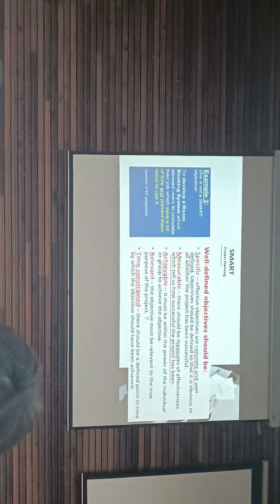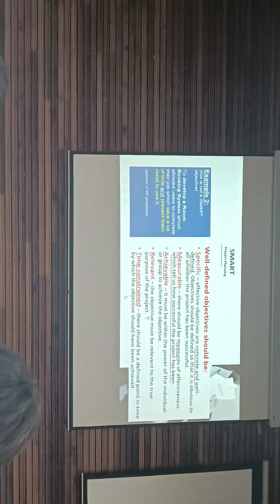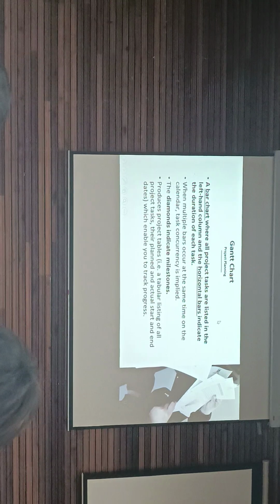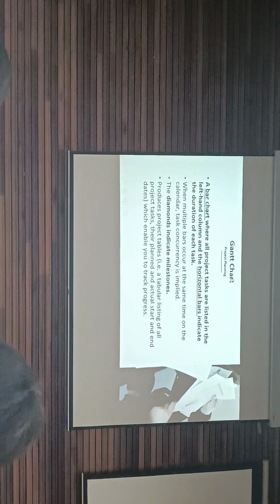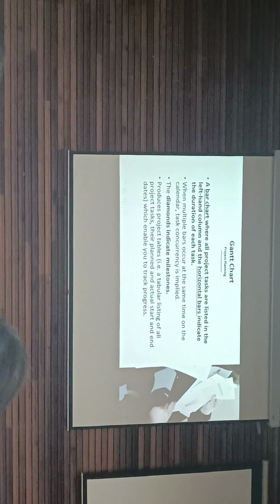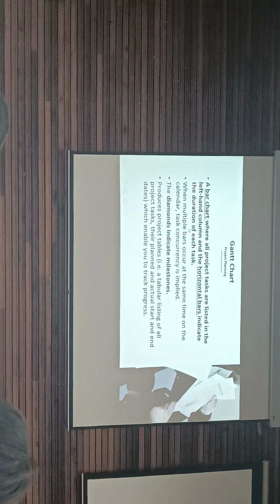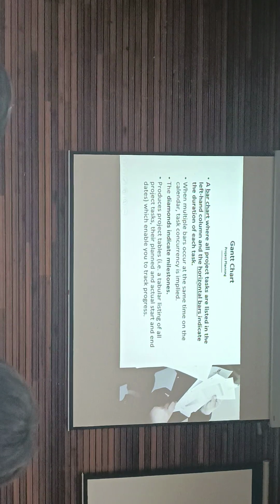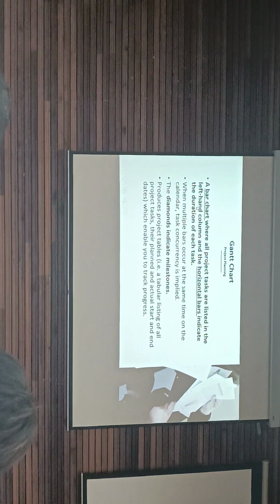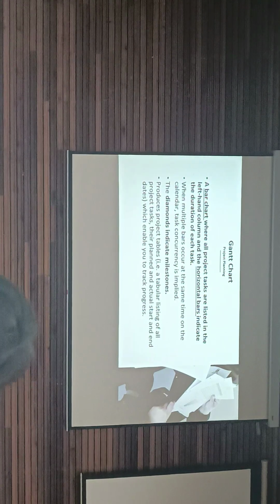So a well-written objective should be specific, measurable, achievable, relevant, and time constrained. Okay, so let's move on to the Gantt chart. A Gantt chart is a bar chart where all project tasks are listed in the left-hand column, and horizontal bars indicate the duration of each task. Because the bars are in horizontal orientation, that's why it is called a bar chart.